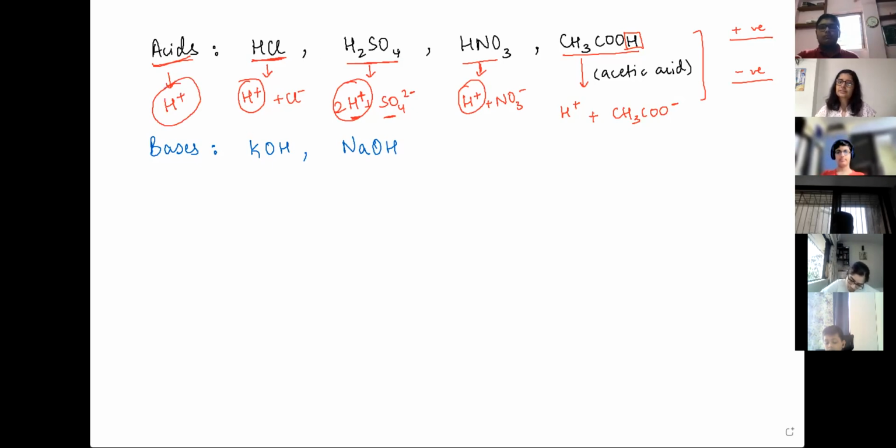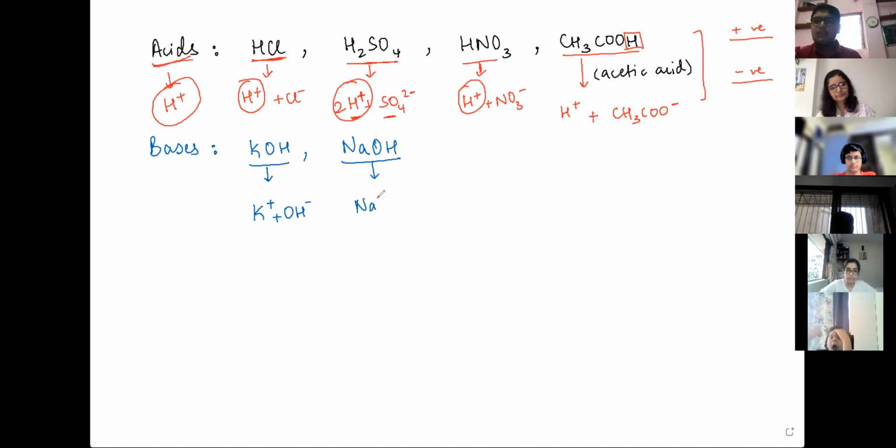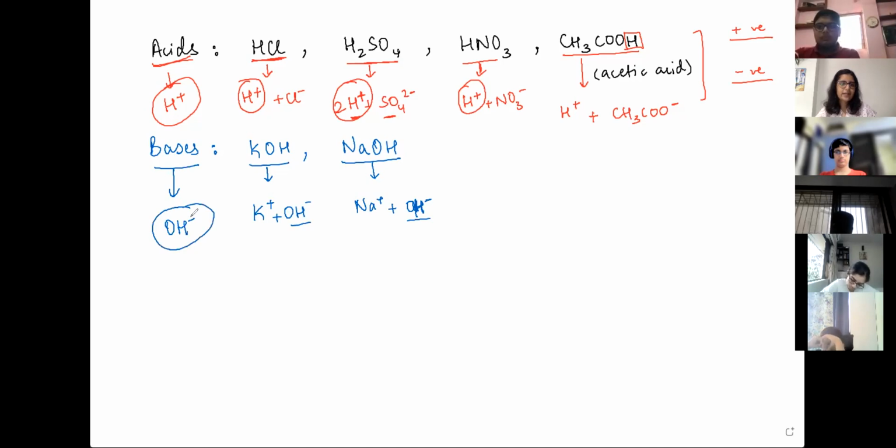Okay. Next, bases. What sort of ionization will take place? K plus and OH minus, potassium ion and OH minus. And sodium hydroxide will ionize into Na plus and OH minus. So how do you recognize bases? The simplest definition? Presence of OH minus. Correct. Very nice. So bases means presence of hydroxide ions. Hydroxide ions are what make bases basic.